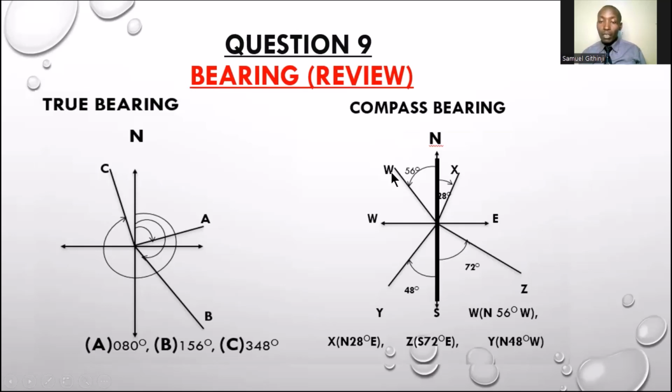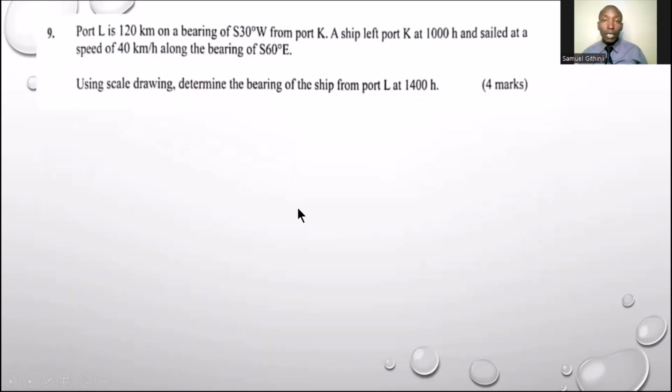If you talk about point W, it is to the north, 56 degrees, yes, to the west. And why am I taking you through that? Because for question number 9, the student was given the compass bearing, and you're given that there is a port L, 120 kilometers on the bearing of south, 30 degrees west from a port K.